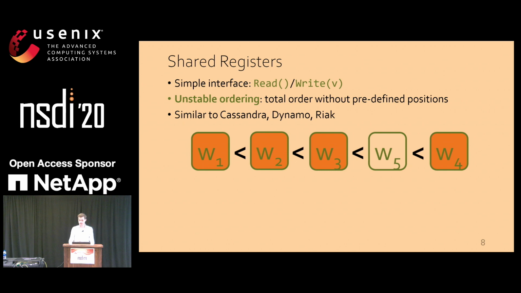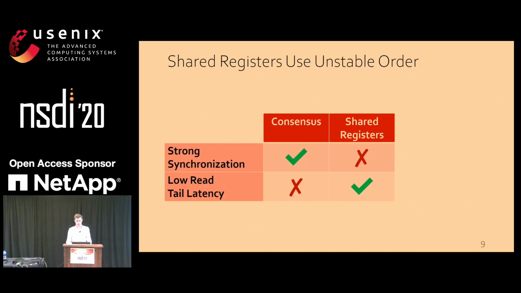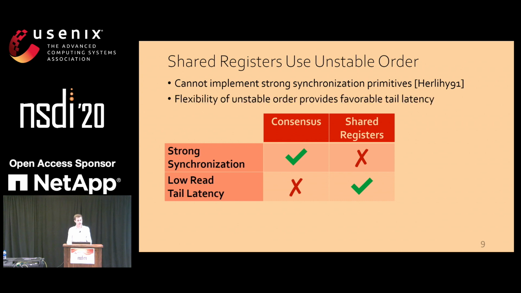Some real-world systems, like Cassandra, Dynamo, or Riak, are built around this concept of a simple read-write interface for storing data. Now, shared registers cannot be used to implement strong synchronization primitives like read-modify-write. And in practice, they enjoy favorable tail latency relative to consensus protocols due to the flexibility provided by unstably ordering writes.